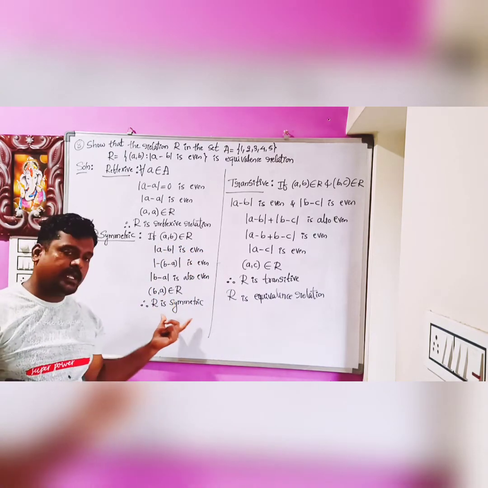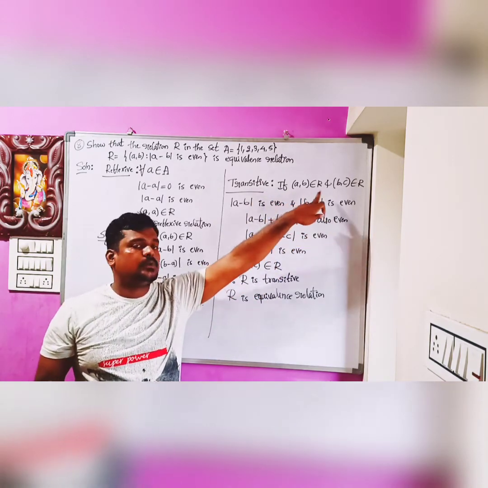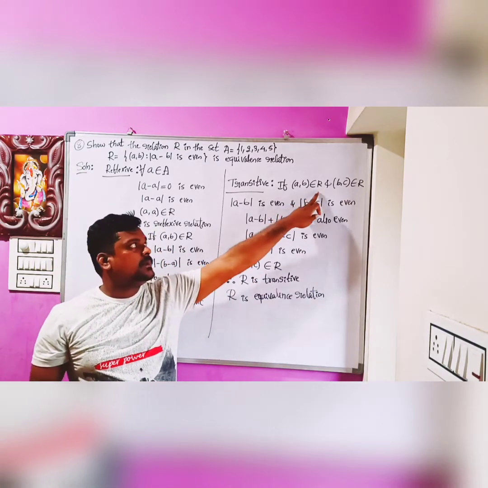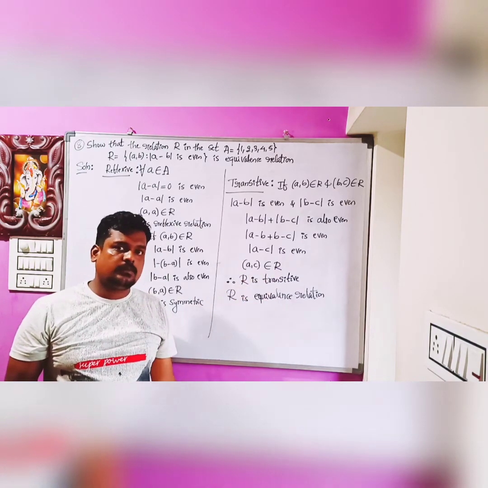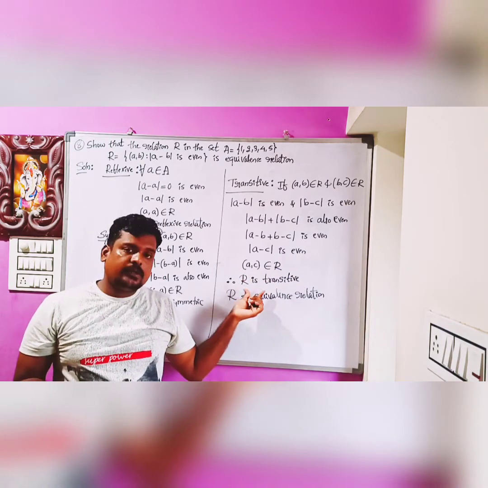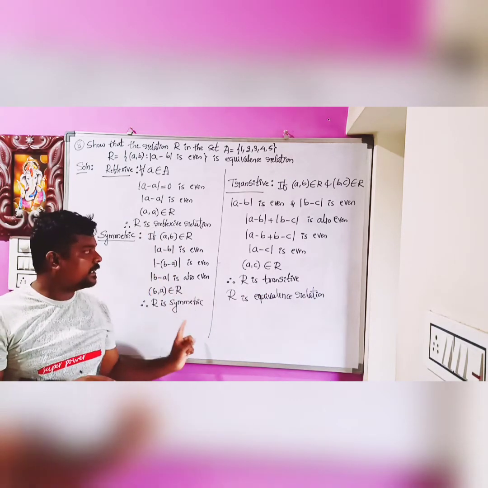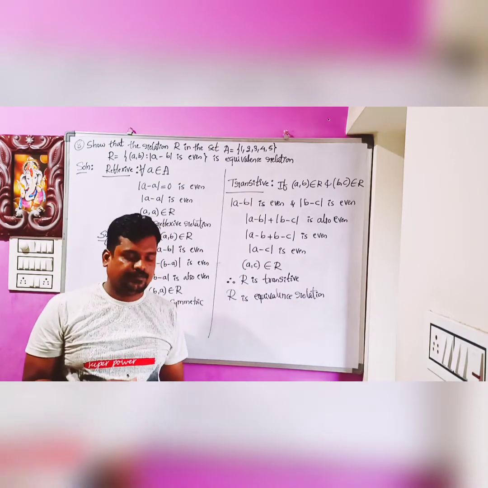This is enough for saying R is symmetric. Next, for transitive, we have to consider two ordered pairs, (a, b) and (b, c). (a, b) belongs to R, (b, c) belongs to R. We have proved (a, c) also belongs to R. So therefore R is transitive. Since R is reflexive, symmetric, and transitive, R is an equivalence relation.